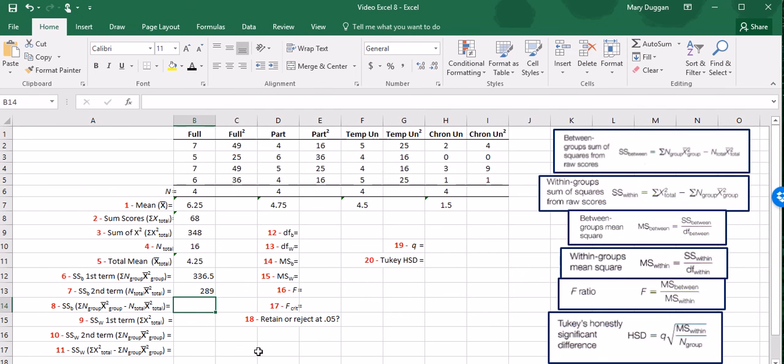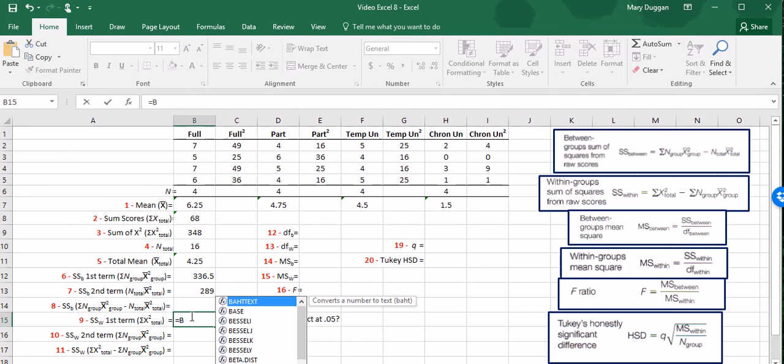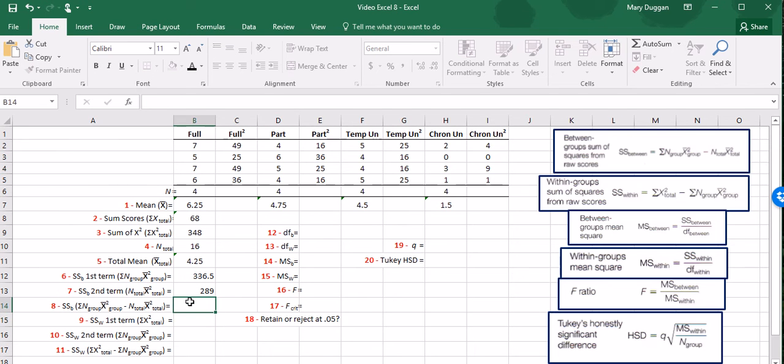So to finish this out, we just need to subtract 289 from 336.5. So let's do that. 336.5 minus 289. Oh, I've got it in the wrong spot. Let me do that again. Here we go. This minus this equals. Okay, so we now have our number for the sums of squares between groups, which is 47.5.